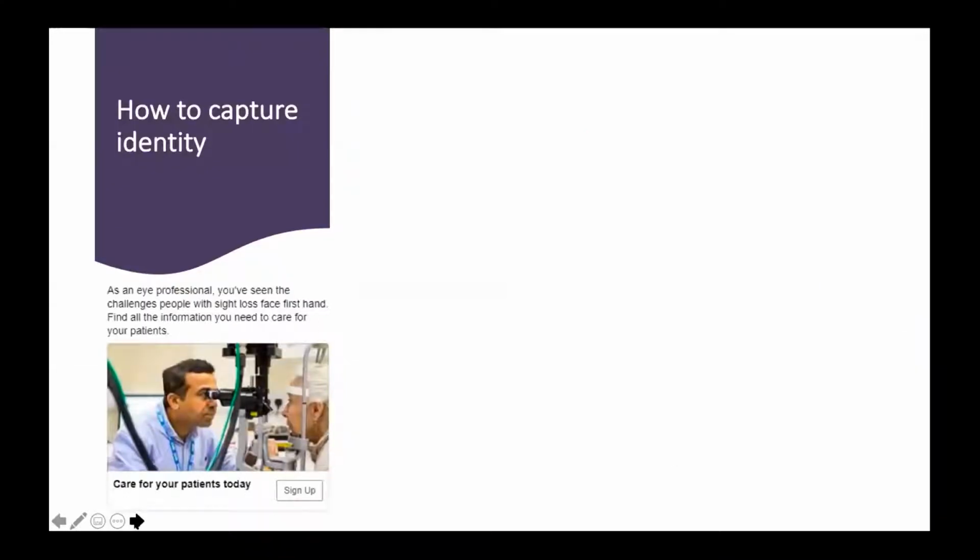So you need to capture identity. And how can you do that? Well, after the Insights project where you discover them, which will give you the identity question, you just need to ask that question at every point.